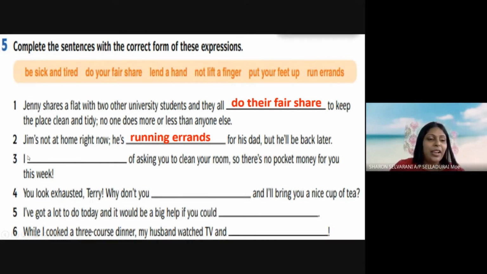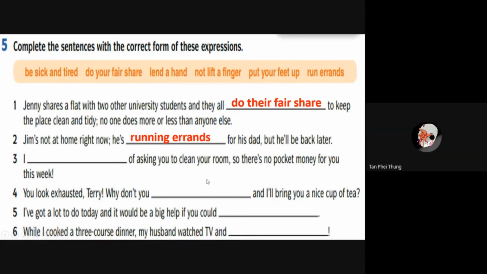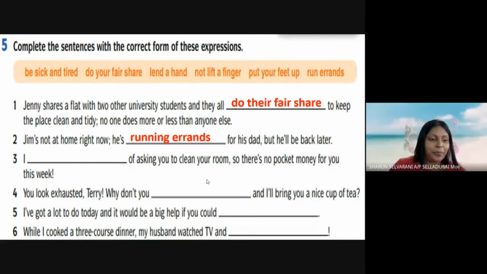Okay, number 3. I dash of asking you to clean your room. So there's no pocket money for you this week. So what do you think could the answer be? Sick and tired. I am sick and tired. Okay, let's check the form. Okay, I am sick and tired of asking you to clean your room.